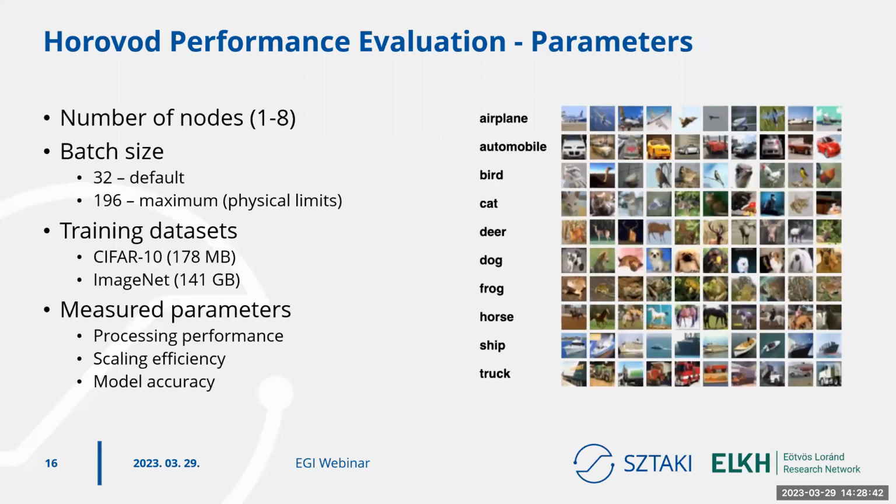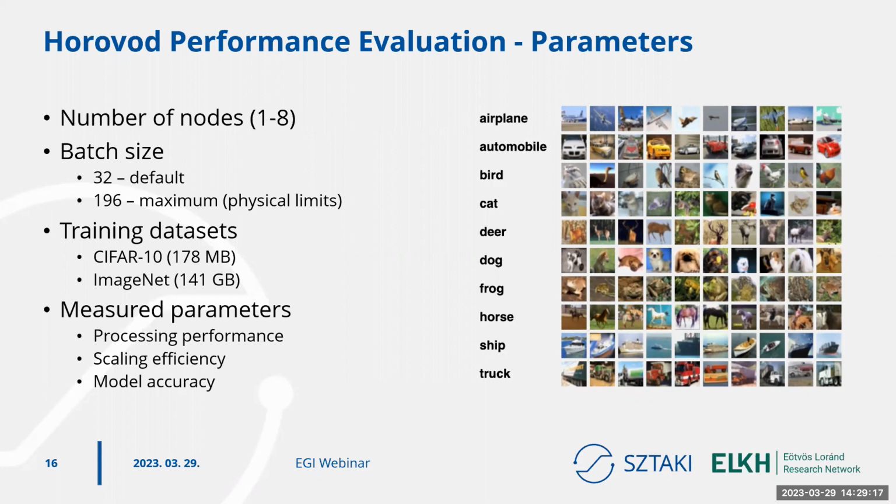As for the parameters that we have examined, one of them was the actual number of nodes in the given training, since in distributed training, one of the most important factors, as we have mentioned before, is the scaling efficiency. So we wanted to see how efficiently the training scales from 1 to 8 nodes. Another one is the batch size. The batch size basically determines the number of samples that get processed before the model is updated. And we used two different values for this.